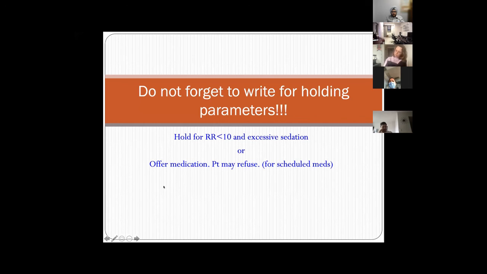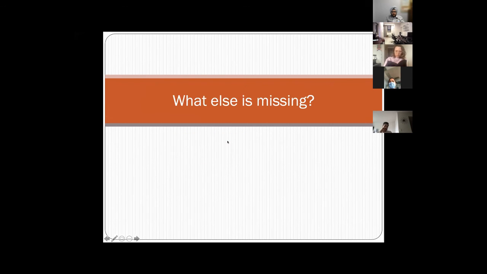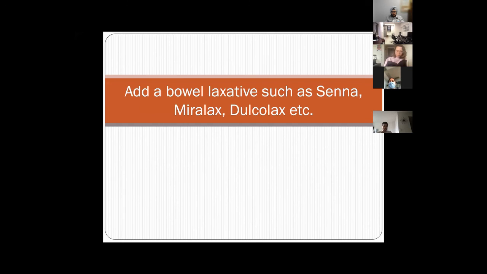Then you just need to put some holding parameters, and this is another intervention that you can use so that you're not fearful of the oversedation that can then lead to respiratory depression. It's actually putting holding parameters, and patient may refuse. Next slide. What else is missing? You need to put your bowel regimen: Senna, Miralax, Dulcolax. Next slide.